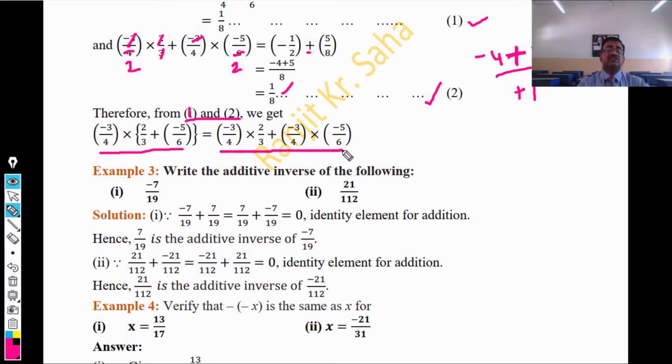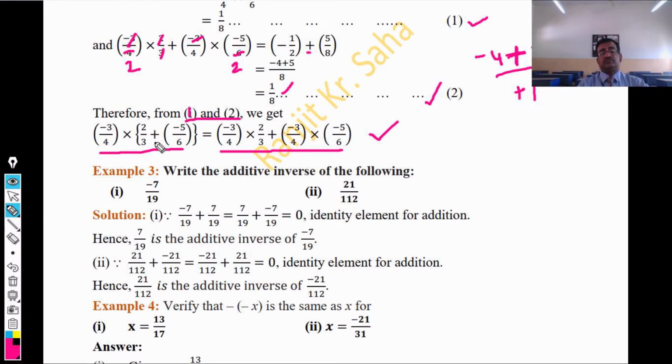That means multiplication is distributive over addition. That is correct for rational numbers. Similarly, it is your task, your homework, to solve that multiplication is distributive over subtraction.